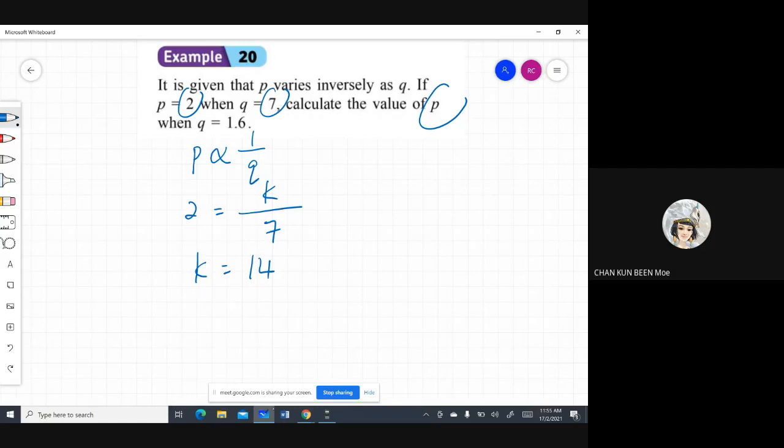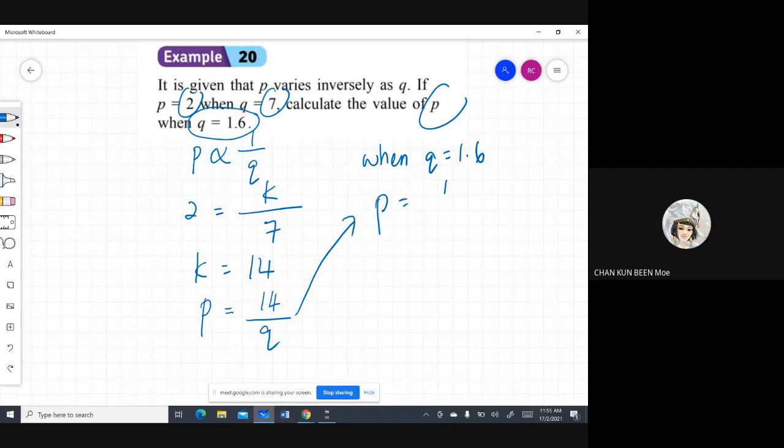Therefore, P is equal to 14 over Q. Therefore, when the value of Q is 1.6, you continue. P, you can write down to make it more systematic. When Q is equal to 1.6, follow from here. P is equal to 14 over 1.6. And you press the calculator, you will get 0.75.